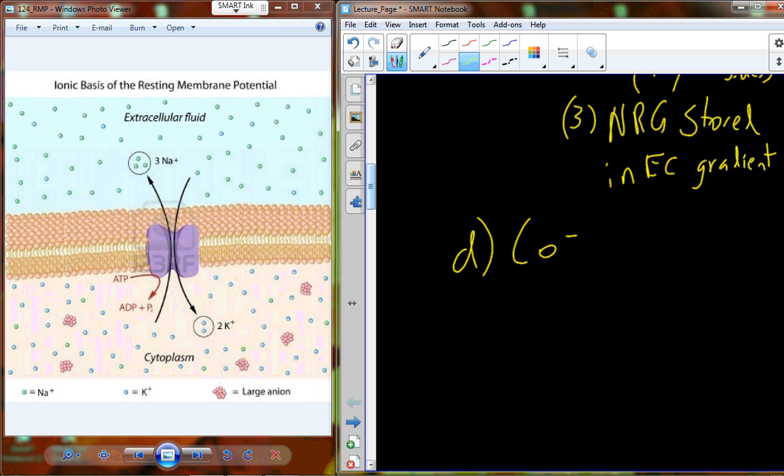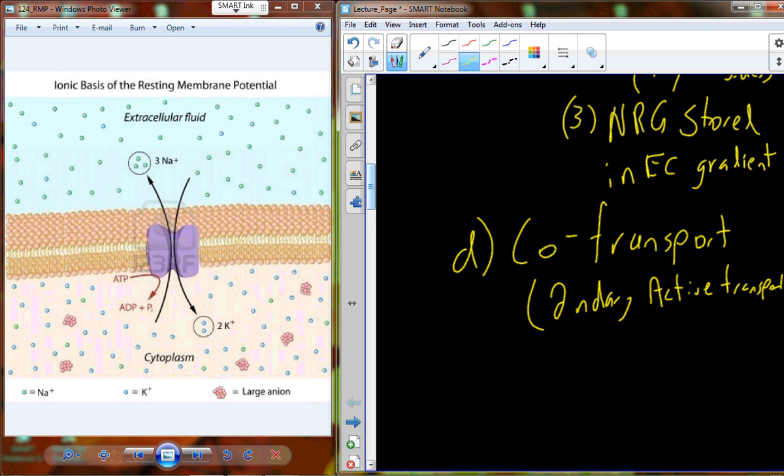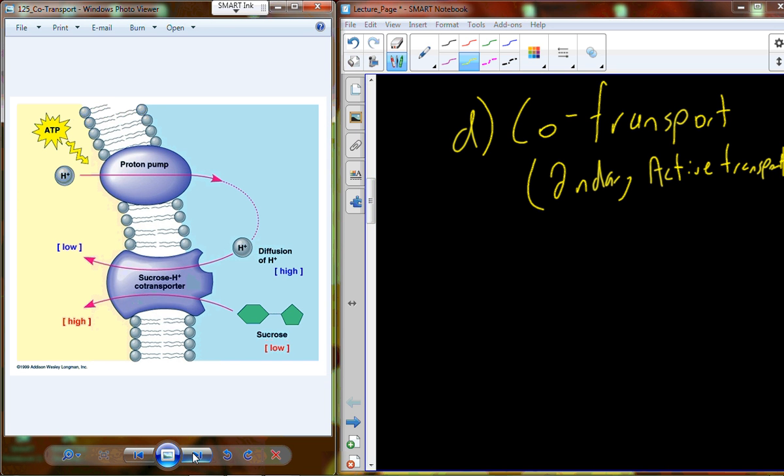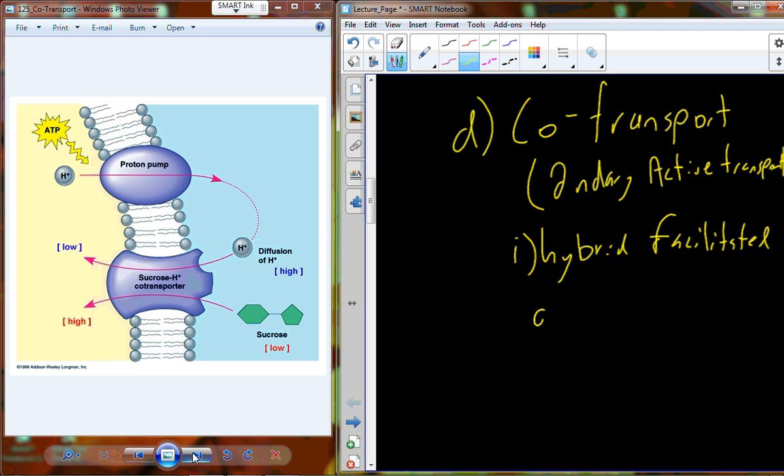The next mechanism of transport is called co-transport. Co-transport can also be called secondary active transport. Co-transport or secondary active transport is basically a hybrid version of facilitated diffusion and active transport. So I have a facilitated diffusion mechanism, and I have an active transport mechanism.